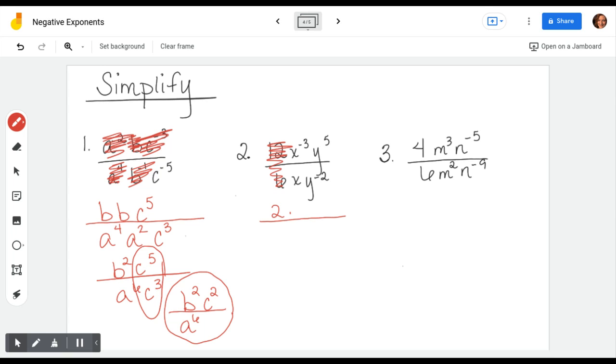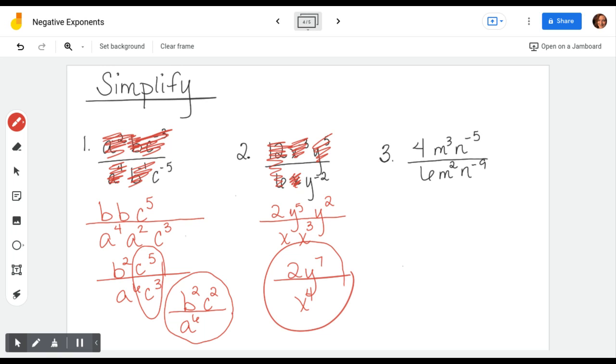Let's see, the y to the fifth is going to stay on top because it was positive. And this x is going to stay on bottom because it was positive. The x to the negative third needs to go on the bottom and become x to the positive third. And the y to the negative second needs to go on top and become y to the positive second. Now let's clean it up. On the top, I really have 2y to the seventh. On the bottom, I have x to the fourth. I have no matching variables on top and bottom, so there's nothing that needs to cancel out or simplify anymore. That's as good as it gets.